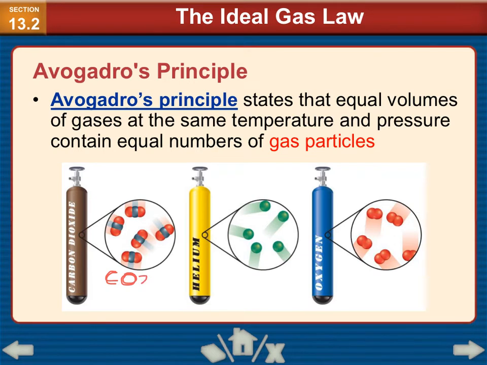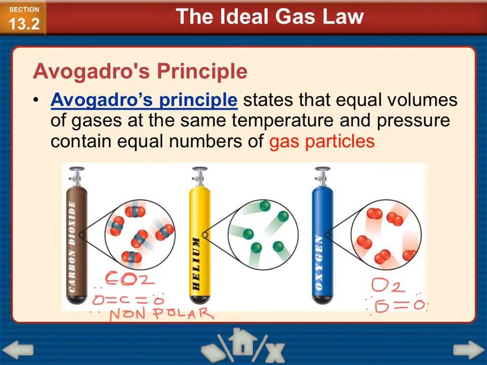This slide is an illustration of Avogadro's principle. Avogadro's principle states that equal volumes of gases at the same temperature and pressure contain equal numbers of gas particles. And this goes back to the idea that 1 mole of gas at STP conditions is equal to 6.02 times 10 to the 23rd gas particles, regardless of the gas involved.